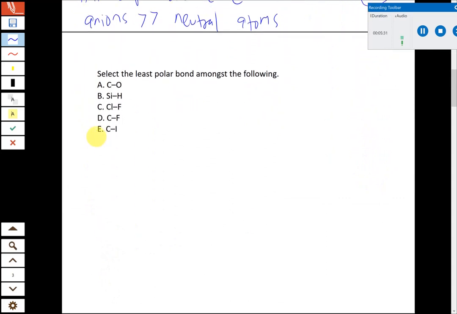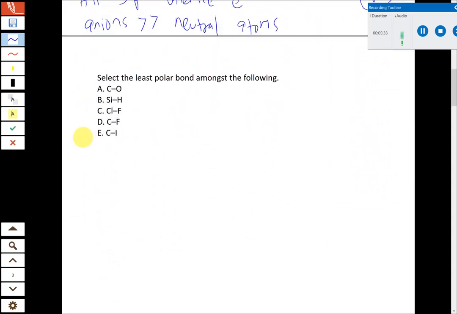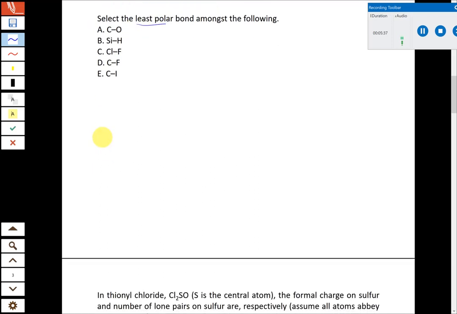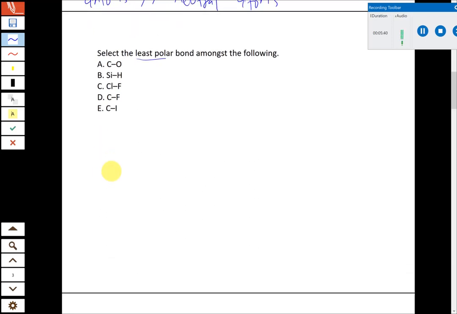All right, this next one here deals with polar bonds. Here we're looking for the least polar bond among the following. And remember that for bond polarity, the key parameter is the difference in electronegativity. So you have two atoms bonded to each other, and how far apart the electronegativity values are is going to determine how polar the bond is.